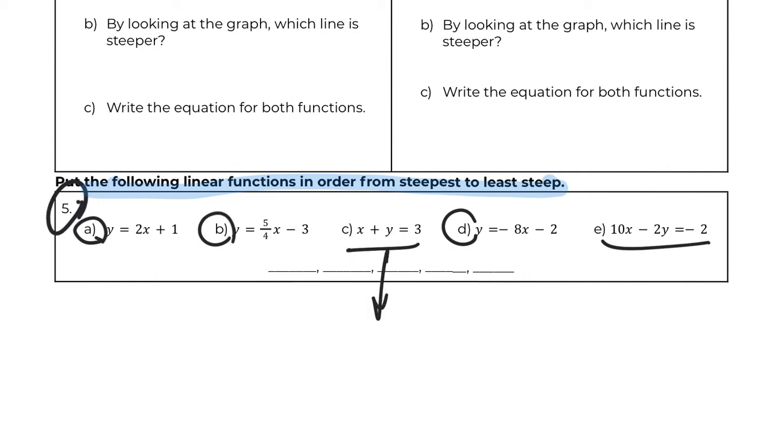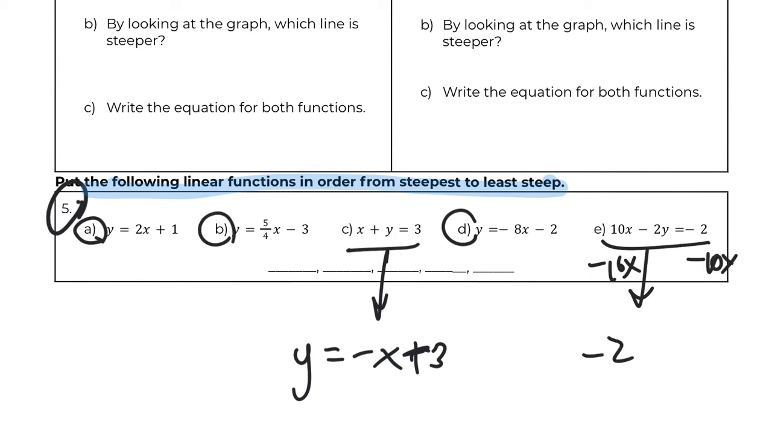Now, to solve that one for y, you just subtract x from both sides, which would give you y equals negative x plus 3, and that one's done. The slope's negative 1 for that equation. For this one, you'd have to subtract 10x from both sides. Negative 2y equals negative 10x minus 2, divide by negative 2. Y equals 5x plus 1, because negative divided by negative is a positive. So now that they're all solved for y, now you can put them in order from steepest to least steep.